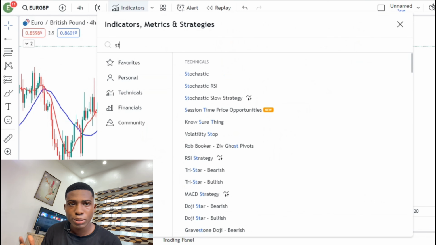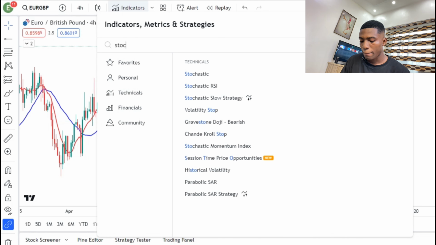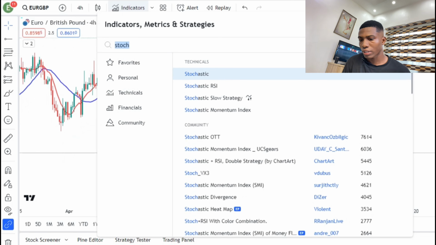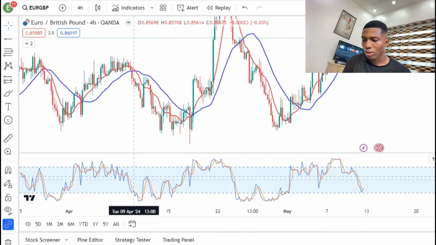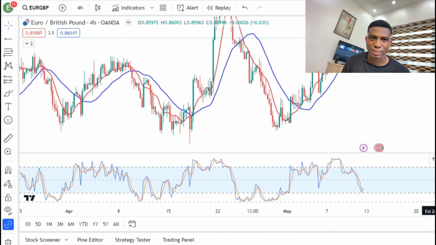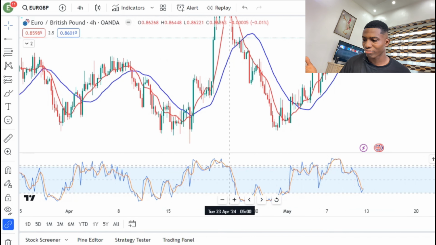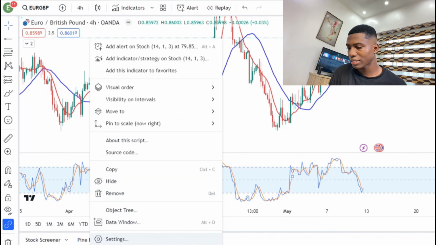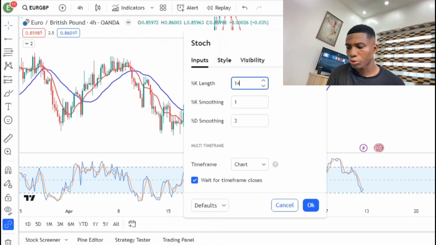Now if you've been watching me whenever I'm trading, you'll notice that I always have the stochastic on my charts. Now let me show you guys the real work of that stochastic. Whenever you add in the stochastic, it comes in like this, you understand. It's not that nice. So what we're going to do is change the settings. So you have to come here, go to settings, and then let's change up some things.